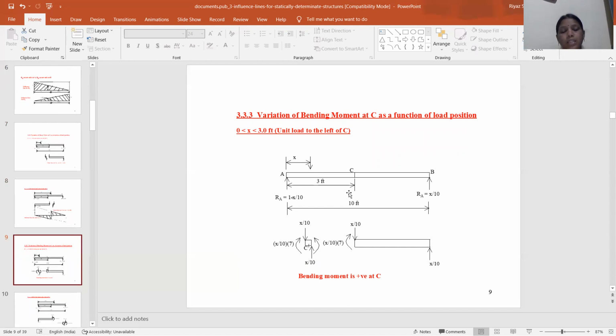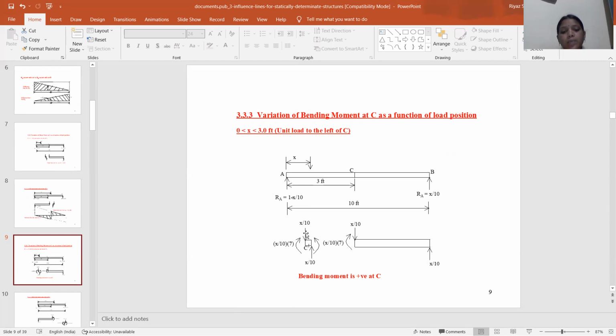The distance A to C is 3 feet and the remaining distance is 7 feet. Total span is 10 feet. So RA equal to L minus x divided by 10, 1 minus x divided by 10, and RB equal to x by 10. So the reaction of the moment is negative and positive, and then clockwise direction is x by 10 into L.